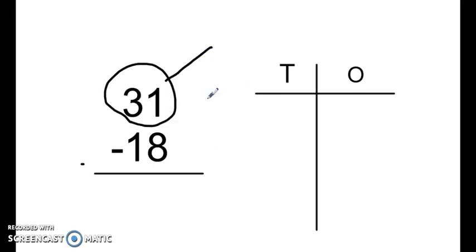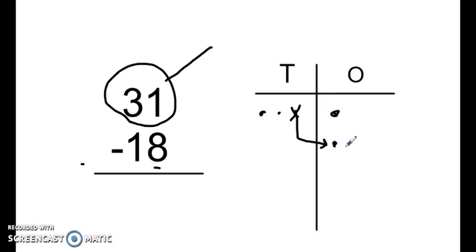So I'm going to draw 31 in my chart. 31 has 3 tens and 1 one. Now I'm going to subtract 18. Remember, we always start with our ones column, so I need to start by subtracting 8 from the ones. If I look over at my ones column, I don't have 8 to subtract from. So what I need to do is go over to the tens. I need to take one of the tens and move it into my ones column.